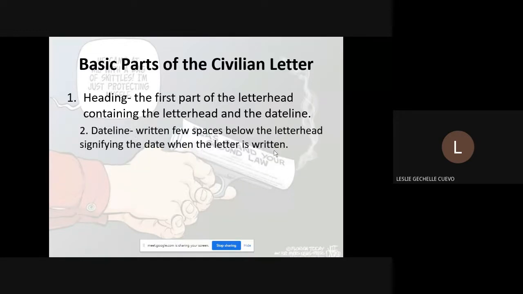And then date line, obvious naman kung anong nakalagay dyan, di ba? Petsa, syempre. Written a few spaces below the letterhead signifying the date when the letter is written. Ayun. So letterhead and date line are part of heading.